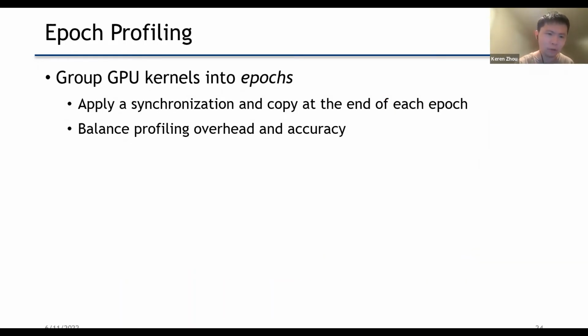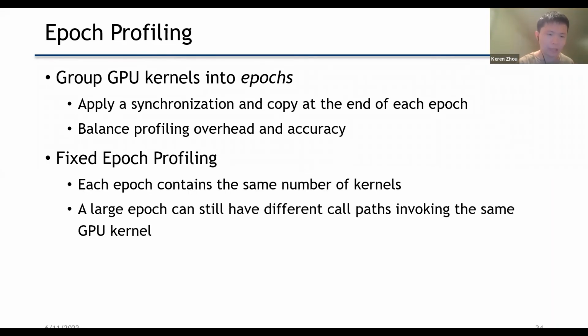So here we formally propose our profiling method called Epoch Profiling, which groups GPU kernels into epochs. We only apply a synchronization and copy at the end of each epoch, which balances the profiling overhead and accuracy. The most naive epoch profiling variant is called fixed epoch profiling, where we divide epochs into an equal number of GPU kernels and perform synchronization and copy at the end of each epoch.